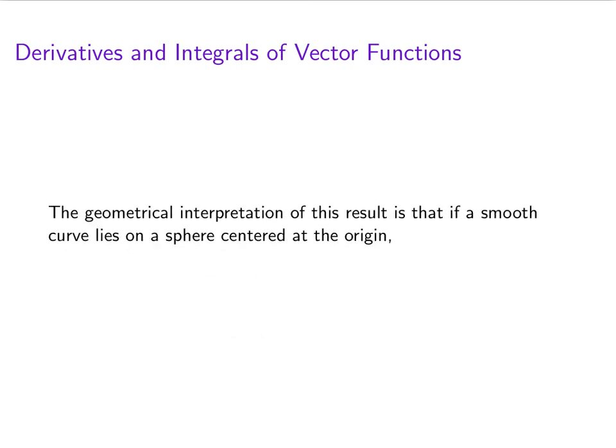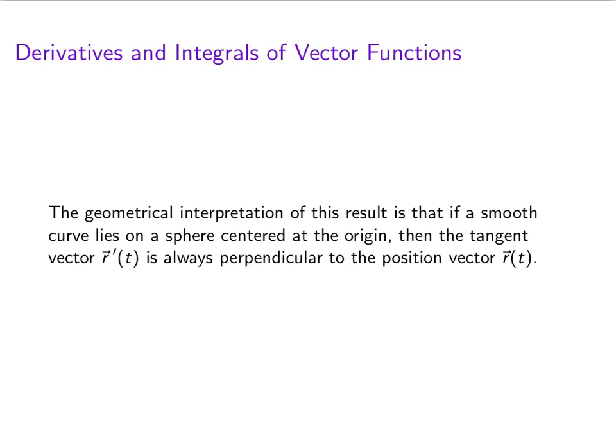So the geometrical interpretation is that if a smooth curve lies on a sphere centered at the origin, then the tangent vector is always perpendicular to the position vector. Okay, that's all for now.